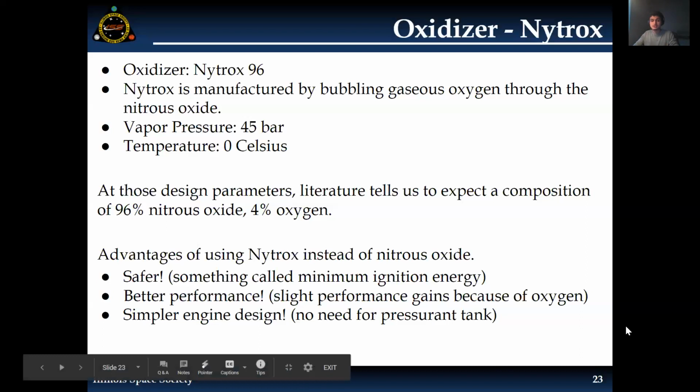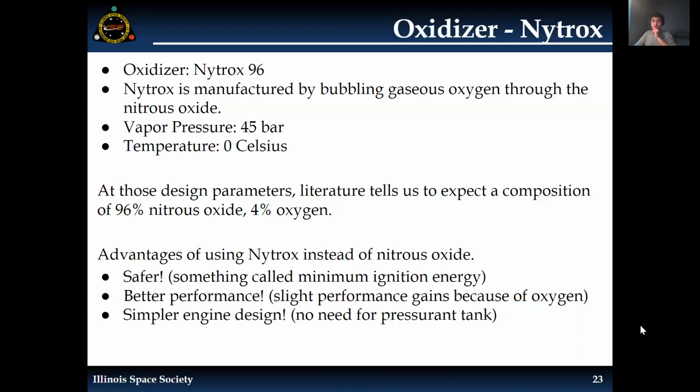Are there any questions about how the oxidizer works? Is there anything that you guys didn't understand?